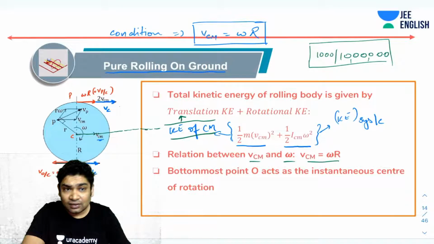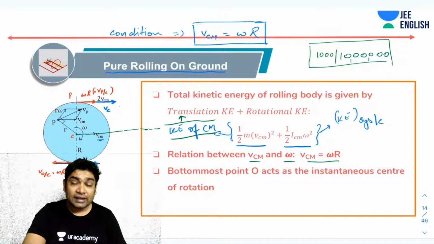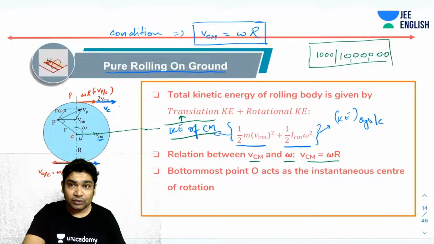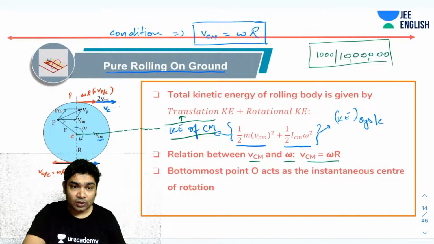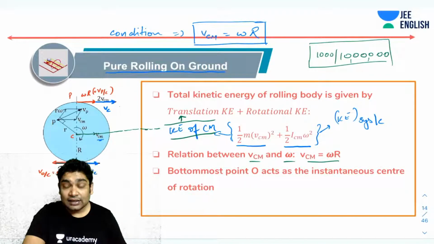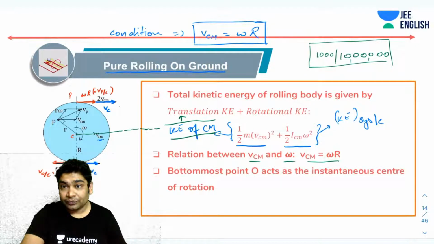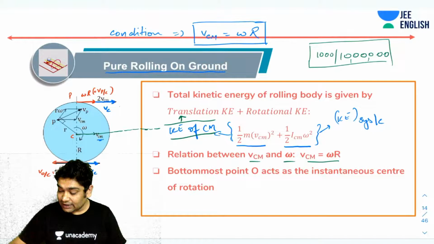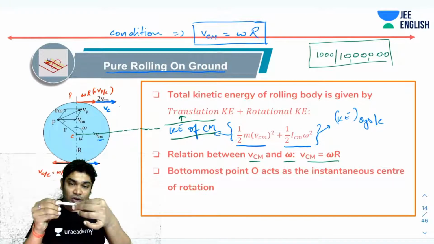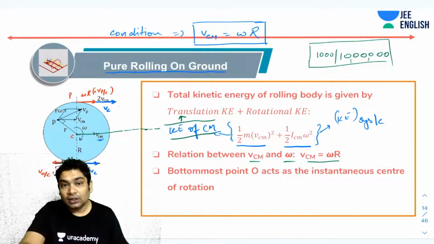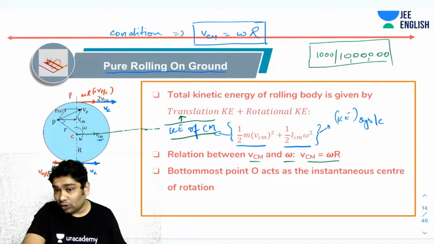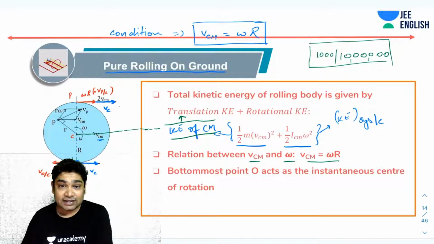If you go to the reference frame of the CM, what does the body appear to be doing? You will see that the body appears to be doing pure rotation, correct? In the reference frame of the CM, the body is performing pure rotation. You know the kinetic energy of that pure rotation. The kinetic energy of that pure rotation is going to be half I_CM omega squared.